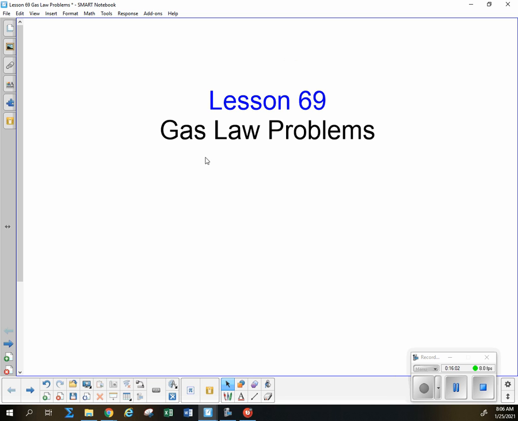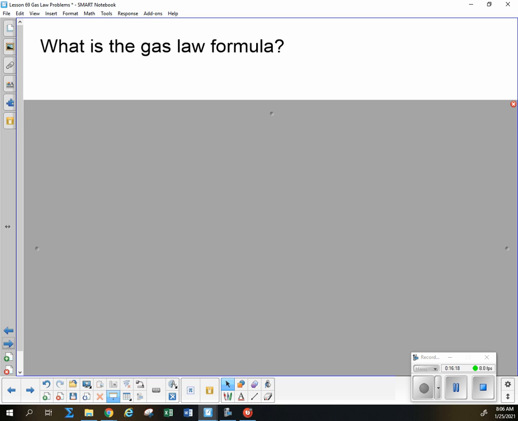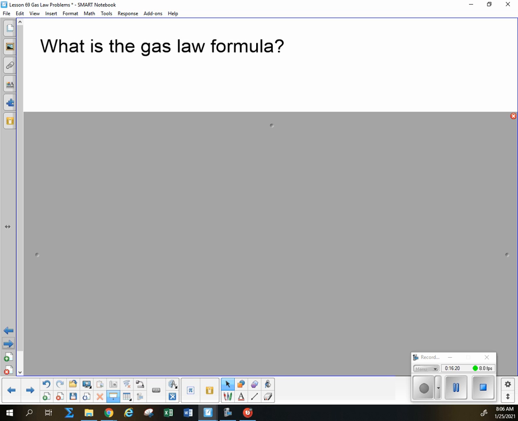All right, so gas law problems. We already know the gas law, and so this is just building on what we've already learned, but primarily doing word problems for gas law type problems. So what is the gas law formula? Who remembers? Sarah, you remember what the gas law formula is? It's got those P's and T's and V's in it. You remember how that works?